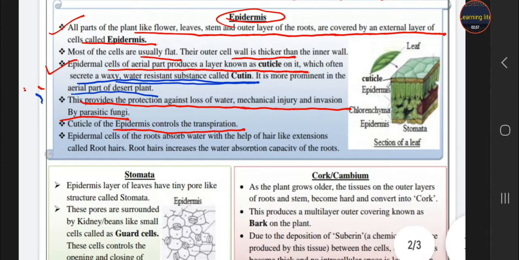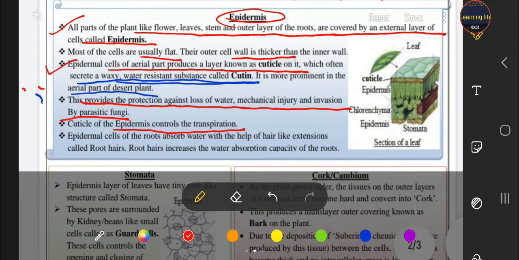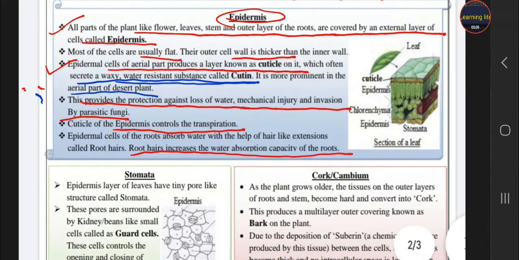They are also present in the root hair. Students, epidermis when present in the roots, it increases the water absorption capacity of the roots. So there are many more functions of the epidermis due to which plants exist and protect themselves. It is the best protective tissue ever.